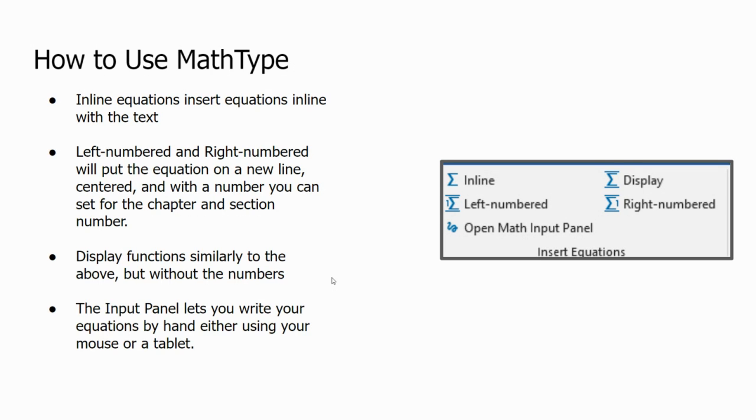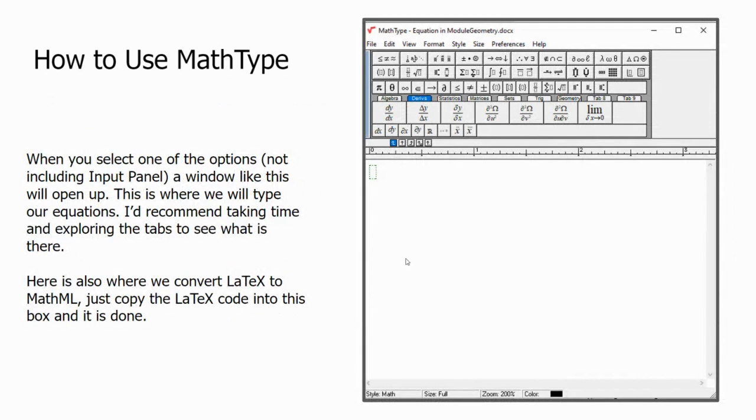And an input panel lets you write your equations by hand, either using your mouse or a drawing tablet. However, since it's using AI to try to figure out what you wrote, it might not be accurate. So it's recommended to use one of the other ones. So when you pick one of those, no matter what besides the input panel, because it's a bit different, since you're writing it, this will come up. And there is a lot of options.